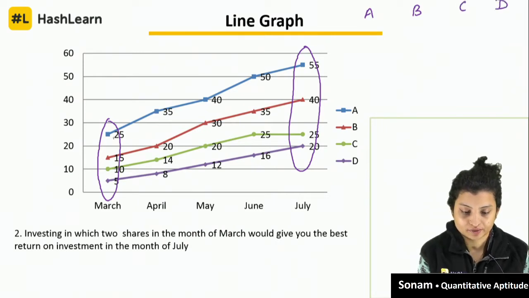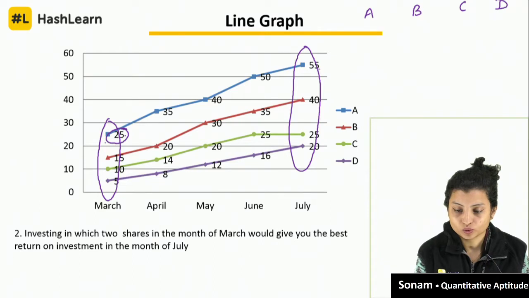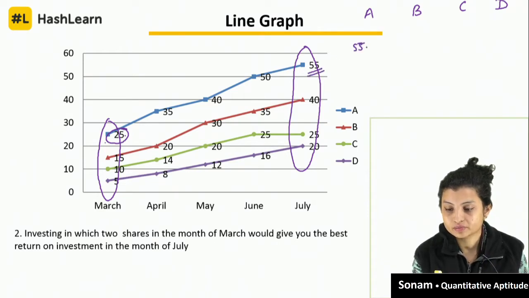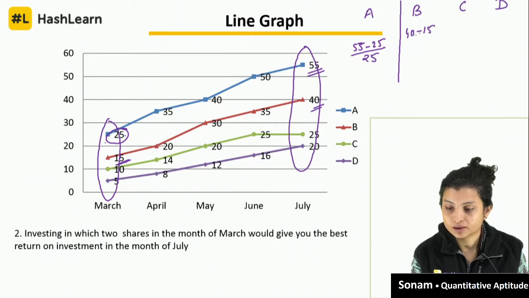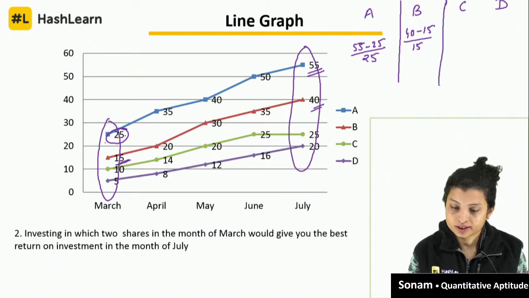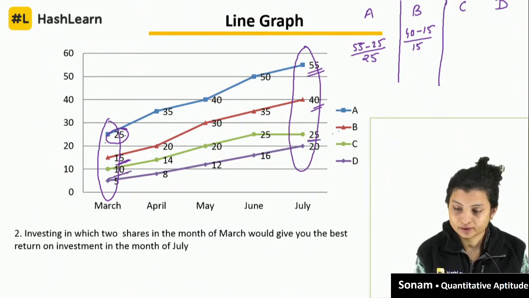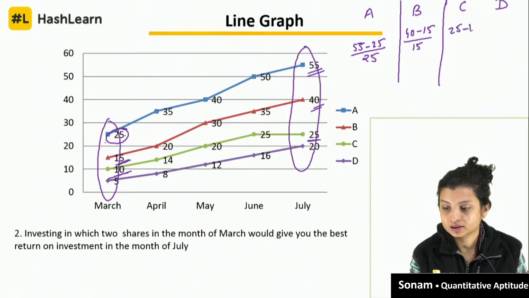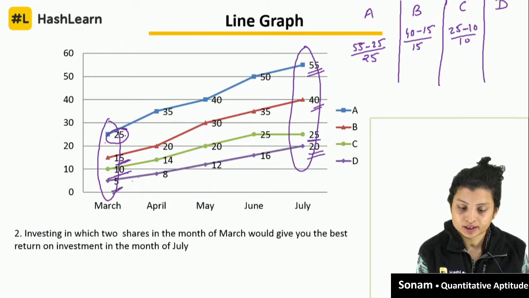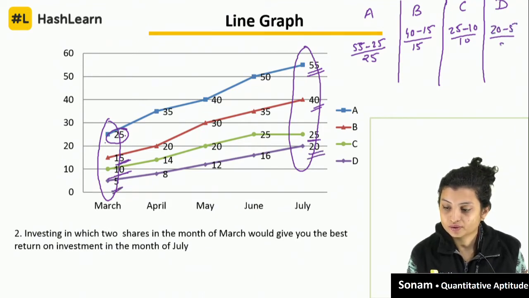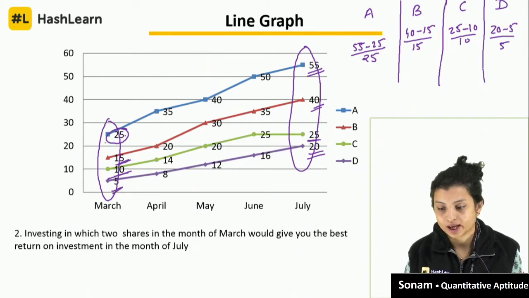Okay, let's calculate for A. So 25 to 55. So 55 minus 25 upon 25 into 100. Okay, let's calculate for B. From 15 to 40. So 40 minus 15 upon 15 into 100. Okay, let's calculate for C. 10 to 25. So 25 minus 10 upon 10 into 100. And then calculate for D. 20 minus 5 upon 5 into 100. Okay, quickly calculate it.